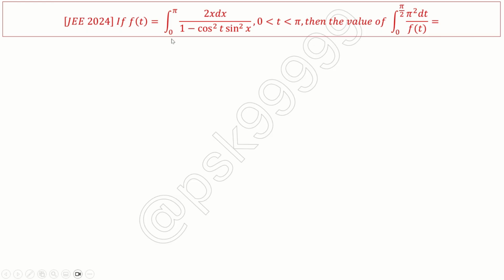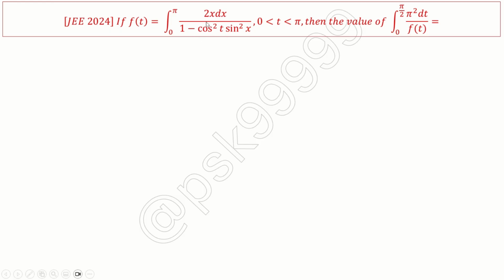f of t equal to integration from 0 to pi of 2x dx by 1 minus cos square t sin square x, where t is between 0 and pi. Then find the value of integration from 0 to pi by 2 of pi square dt by f of t. So first you need to find this f of t, then solve this integration, correct. How to do that? Cos square t is a constant here, don't get confused.